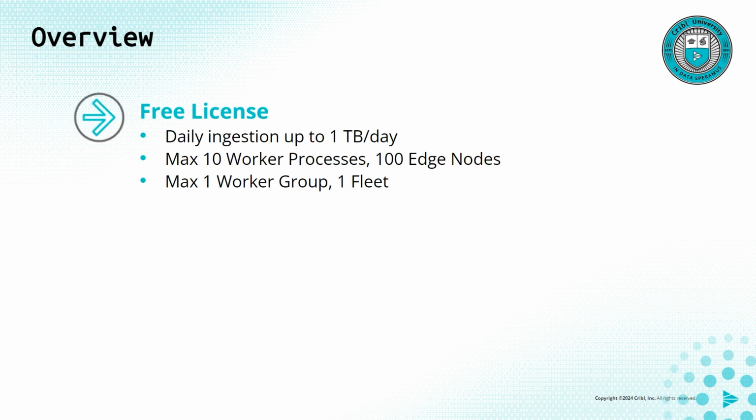It's worth spending a minute on a quick overview on the difference between a free license and an enterprise license. As you probably already know, when you download Cribl it will ship with a free license that allows for processing of up to 1 terabyte per day. It also allows you to have a maximum of 10 worker processes or 100 edge nodes and a single worker group. This setup is perfect for those that want to start using Stream before they decide to purchase. Something to note is that this license does require Stream to send anonymized telemetry metadata to Cribl.